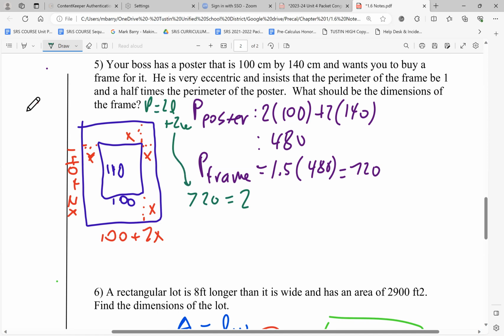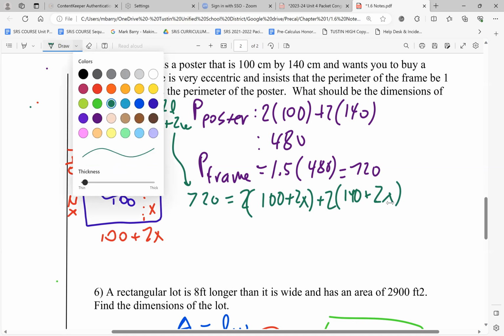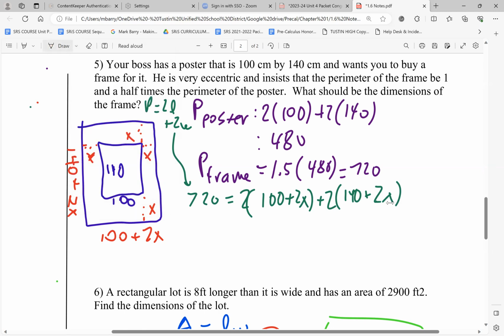But instead of L, I'm going to plug in one of my side lengths, 100 plus 2X. And then instead of W, I'm just going to plug in my other side length. Once again, I'm using W and L interchangeably here because it doesn't really matter which one is which. Okay, so now we just need to solve this equation for X. That'll set us on our way. I don't think it's going to be our answer, but it'll be close to our answer.